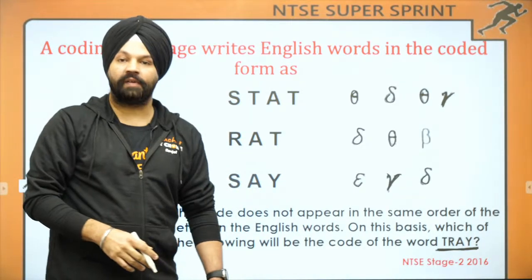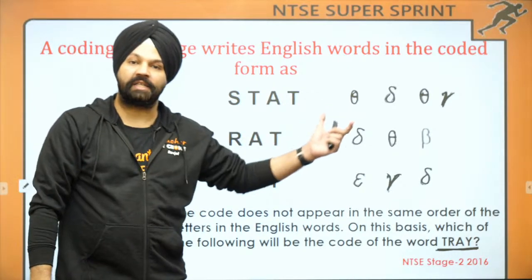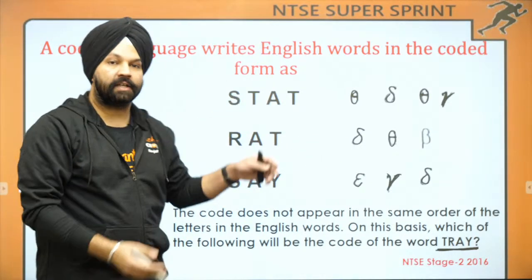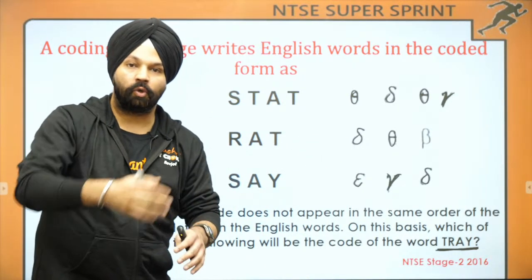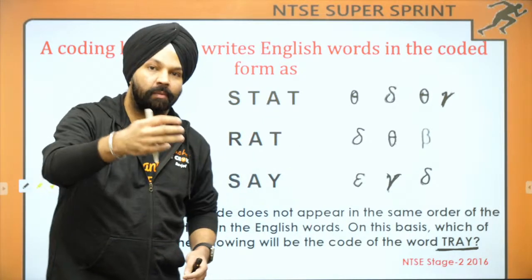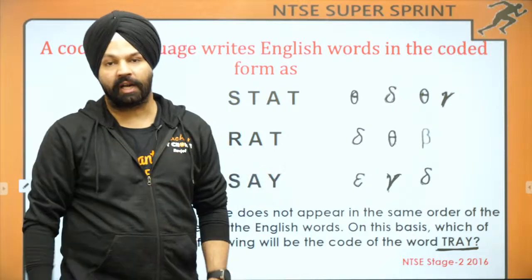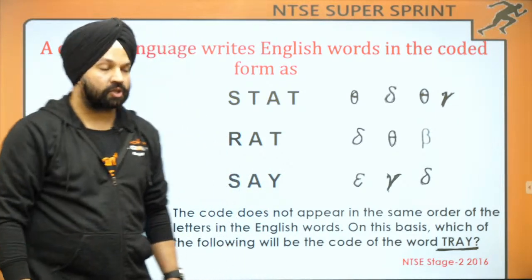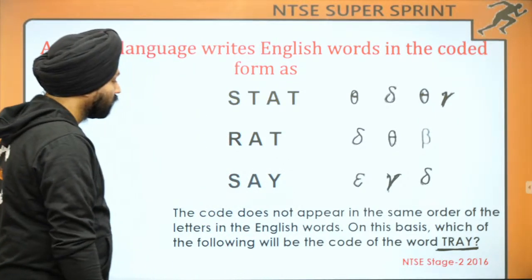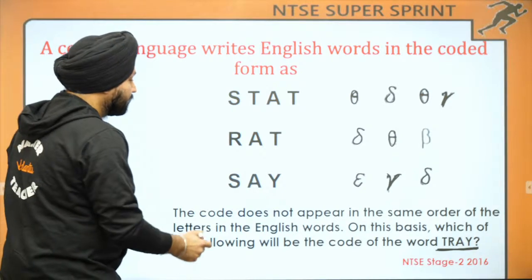Generally, if we were solving this, we would match alphabet with alphabet or compare two sets, and then we could have picked some alphabets from the left side, some alphabets from the right side, and compared which code is for which particular alphabet. But that is not required in this question because he is asking for tray, and I can see tray.